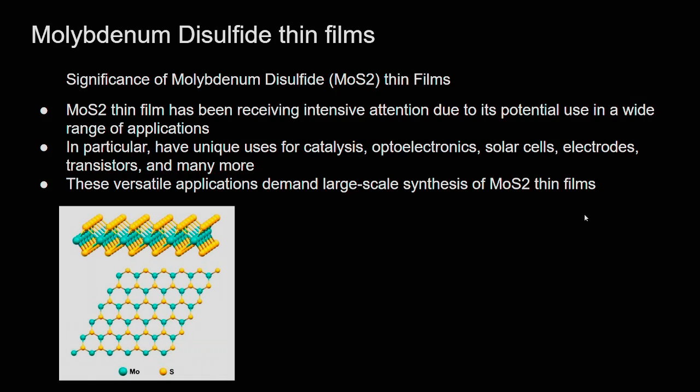But first I want to discuss the significance of molybdenum disulfide, MoS2, thin films. MoS2 thin film recently this year has been receiving intensive attention due to its potential use in a wide range of applications. In particular, this material has unique uses for catalysis, optoelectronics, solar cells, like mentioned before, electrodes, transistors, and many more. These versatile applications demand large-scale synthesis of MoS2 thin films.